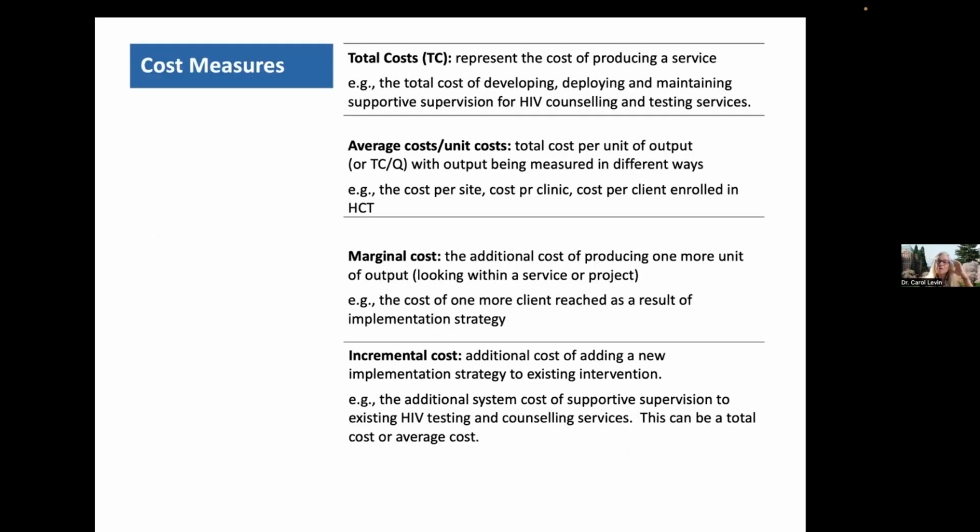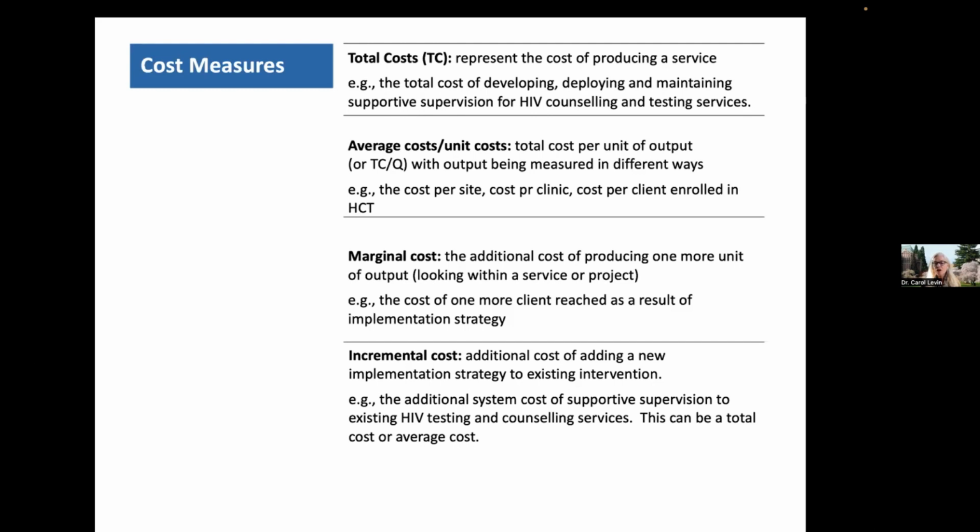Now, from an economist's perspective, we use these terms, and I'm going to briefly introduce them. And these are typically what's generated in cost studies. We can think of total costs, which represent the cost of producing a service or a strategy. So for instance, it could be the total cost of developing, deploying, and maintaining supportive supervision for HIV counseling. An average cost is simply taking that total cost and dividing it by some output. That output will depend on the focus of your study. It could be a site, a clinic, a client enrolled in HIV counseling and testing.